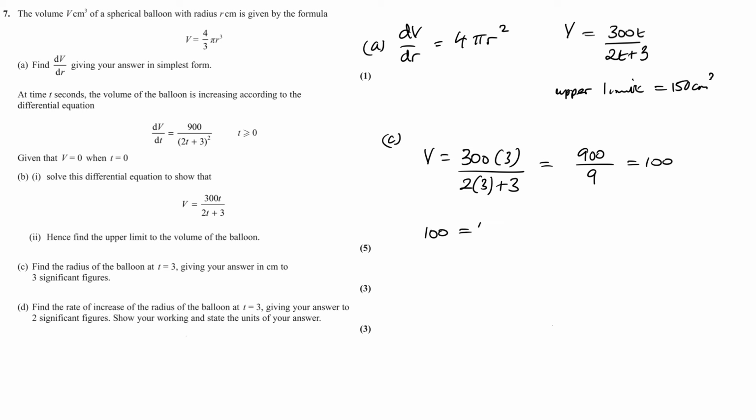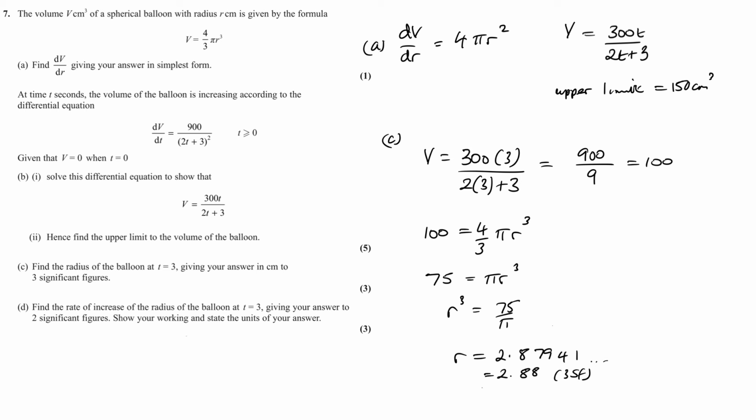And then we've got 100 equals 4/3 pi r cubed. So that's 300, that's 150, 75. So 75 equals pi r cubed. R cubed equals 75 over pi. R equals, and it's the 3 significant figures. So it's 2.87941 and so on, which is 2.88 to 3 significant figures. And of course that is in centimeters.